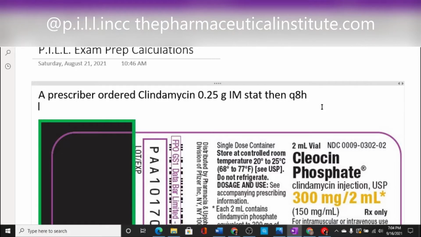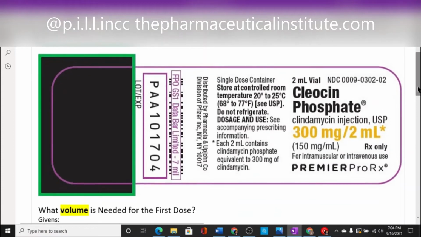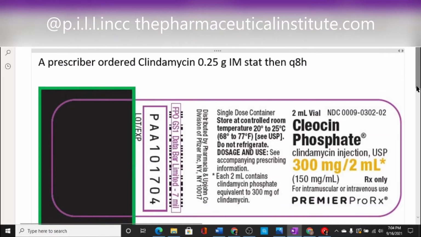A prescriber ordered clindamycin 0.25 grams intramuscularly stat and then every 8 hours, just like our previous question. Although looking at the label, clindamycin typically is not administered intramuscularly, but the label says that it can, or it can be administered intravenously. More than likely, Cleocin is available in many doses, and they're available intravenously prepackaged. So it might be administered intramuscularly for that stat dose, maybe, but rarely. It would more than likely be administered in the intravenous dose. But neither here nor there.